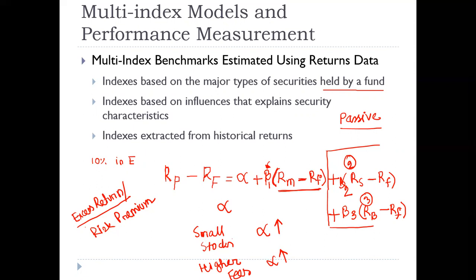So do you know how can we get the smallest stock? What's the benchmark to get the smallest stock? How can we recognize that a stock is a small stock or a bigger stock? How can we measure it?